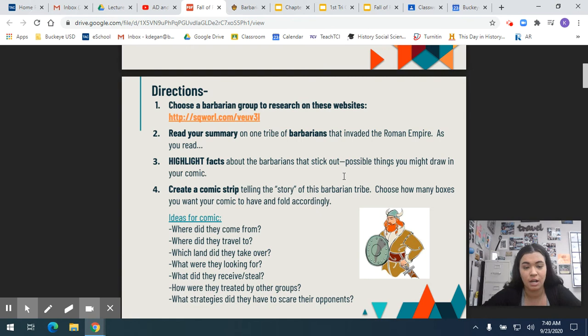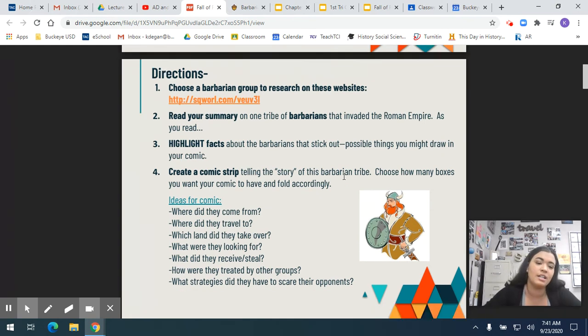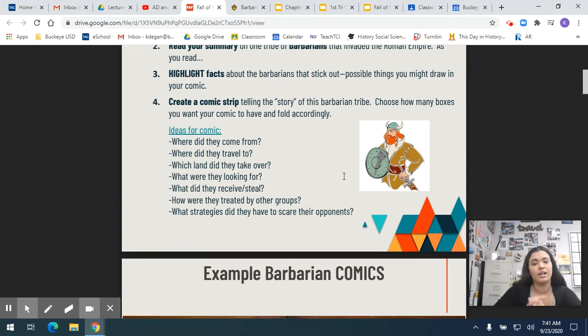So choose how many boxes you want your comic to have and fold accordingly. You have to have at least 3. It's not a comic if there's 1 box. Ideas for your comic might be: where did they come from? Where did they travel to? What land did they take over? What were they looking for? How did they receive or steal? How were they treated by other groups? And what strategies did they have to scare their opponents?